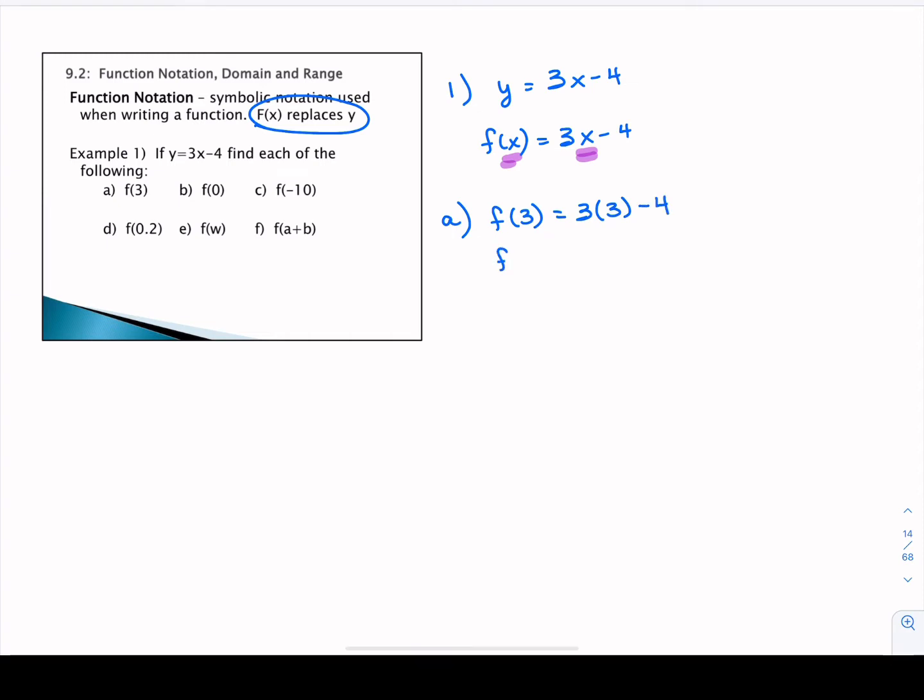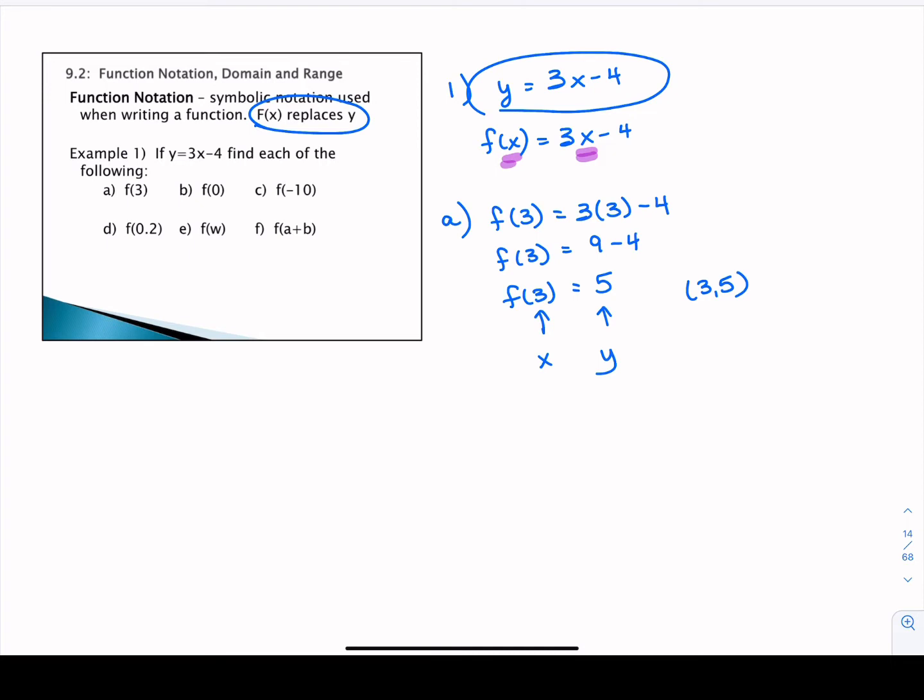So now it just becomes an exercise in simplification. So 3 times 3 would be 9. And 9 minus 4, of course, is 5. So f at 3 is 5. The very cool thing about function notation is if you were to graph the original function, y equals 3x minus 4, when x is 3, your y value is going to be 5. So you'd have the ordered pair 3, 5 on that graph. So if you have your calculator handy and you want to try that, give it a go. But we're going to use this function to analyze a few more questions with this function notation.